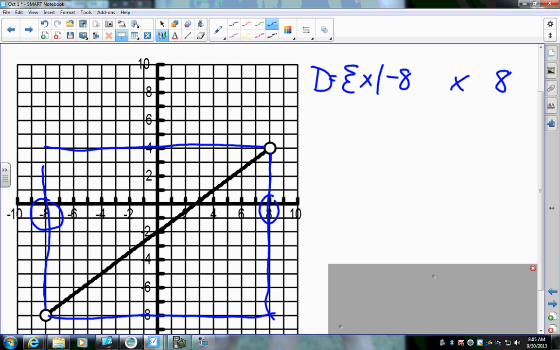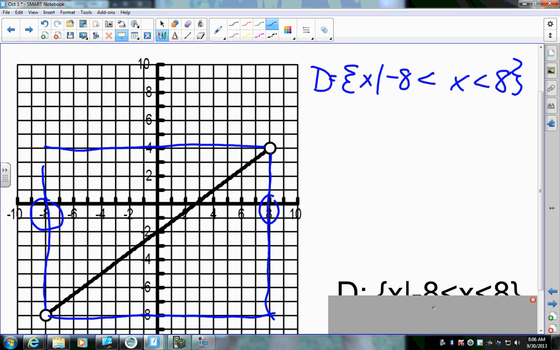As long as you put your small number to the left, your symbols always point to the less than. Large number to the right. Now, do I put an equal to bar there? On these 2 points right here, on the endpoints, they're an open circle, so they're not equal to. So that's my domain. That's all we do.